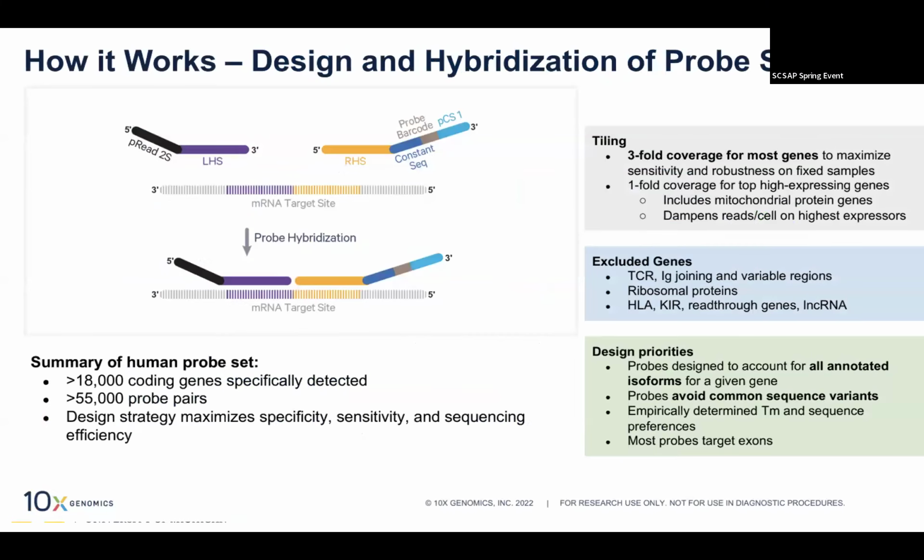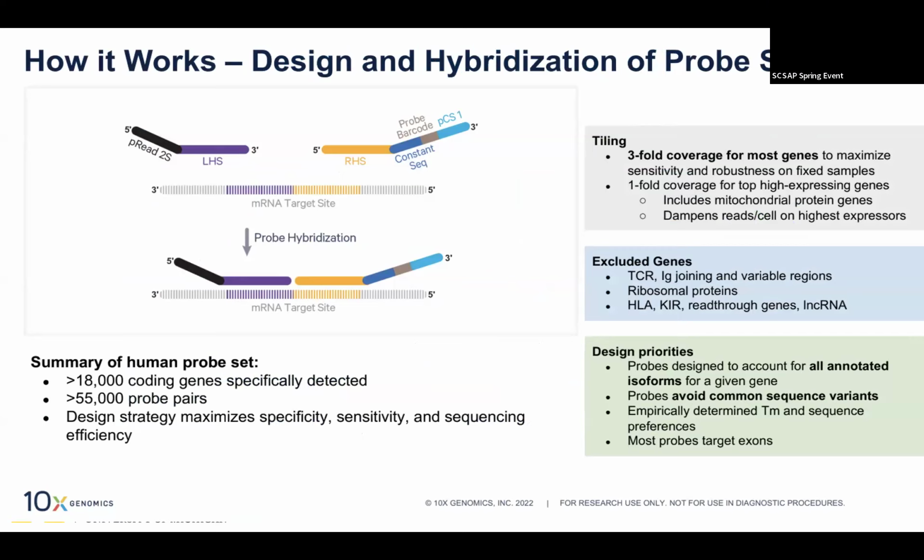And this is how these probes work. So there is a left-hand probe and a right-hand probe. They have to sit down and be ligated together in order for the transcripts to actually be captured. And then they have the capture sequence on the very end so that they're pulled by the gel bead in the 10x system. It does do threefold coverage of most genes. So 3 different parts along the transcript are assayed, except for some of your really high expressors.